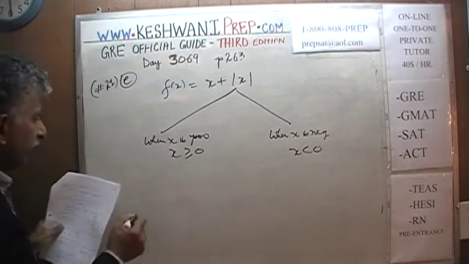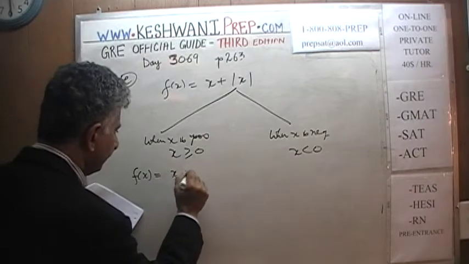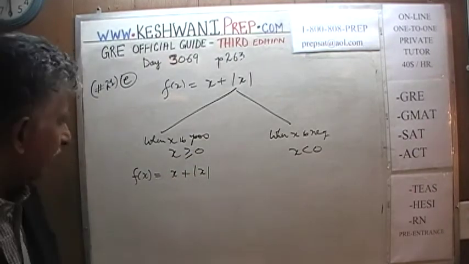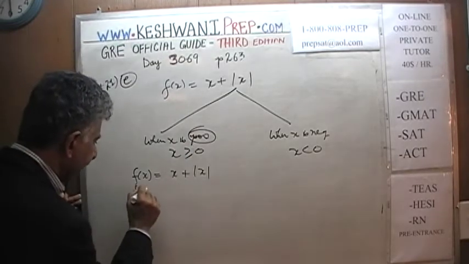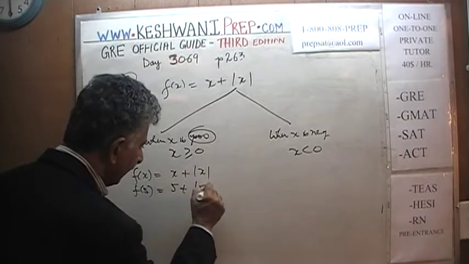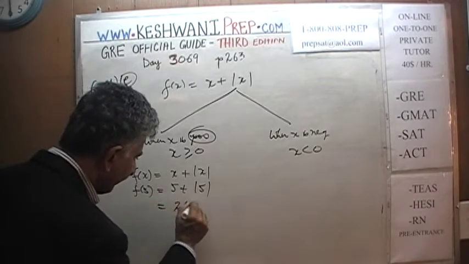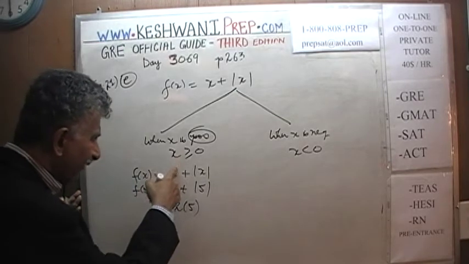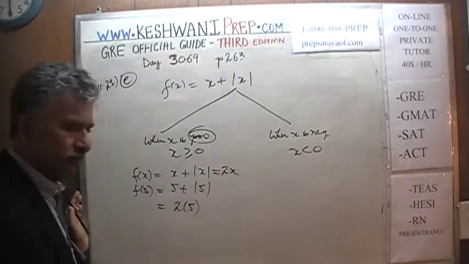So let's take a look at it. F of x, we are told, is equal to x plus absolute value of x. Let's put in some positive numbers and see what happens. Let's put in f of 5. F of 5 would be 5 plus absolute value of 5. Watch what happens. 5 plus absolute value of 5 is 2 times 5, isn't it? Therefore, f of x, when x is positive, this thing boils down to 2 times x.